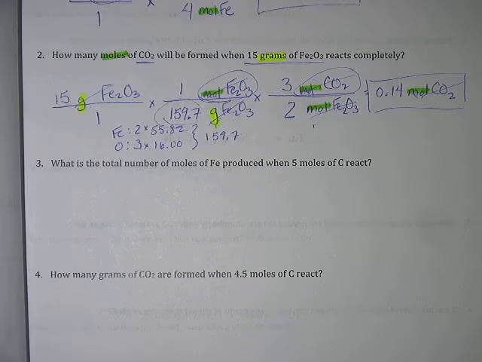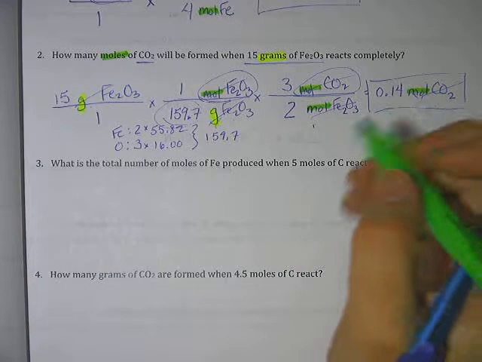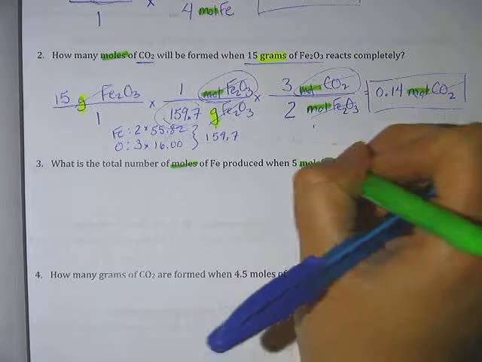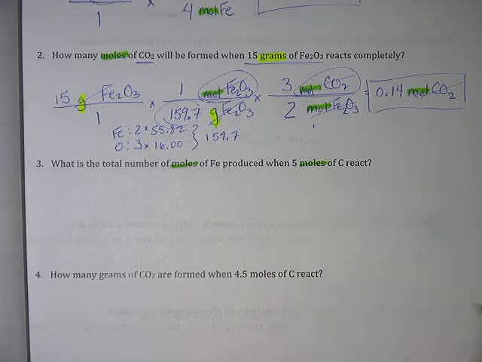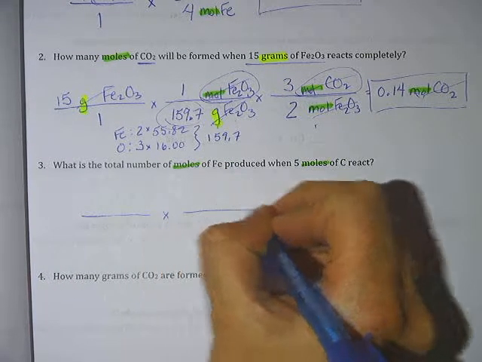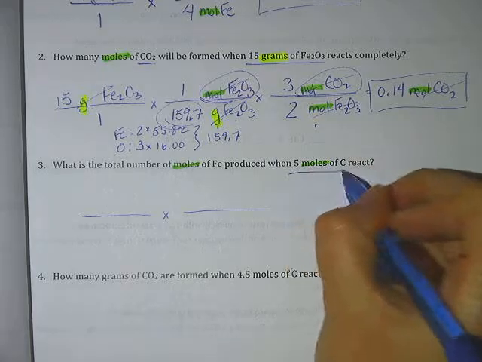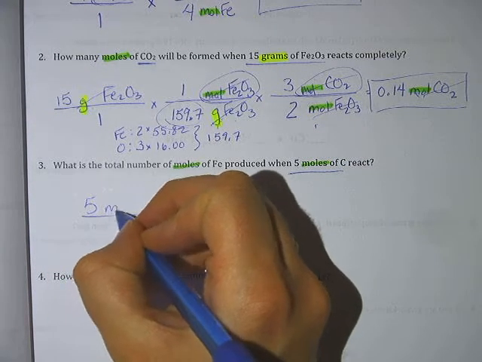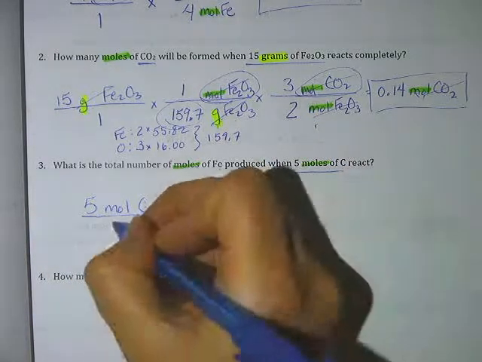All right. Junior. 4. Number 3 has moles and moles. How many fractions is that going to take? 2. Remember, whatever they gave you goes on top of the first one. Over 1.